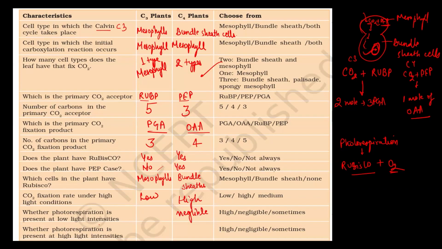Now the question is for the C3 plants. Under low light intensity, will C3 plants have photorespiration? The answer is no, because under low light intensity, your carbon dioxide fixation is taking place, and rubisco will bind to carbon dioxide, right? Now, what will happen if we have high light intensity? Because these C3 plants are not adapted to high light intensity, they will undergo photorespiration. So here, the photorespiration will be high, while in the C4 plant it will still be negligible.